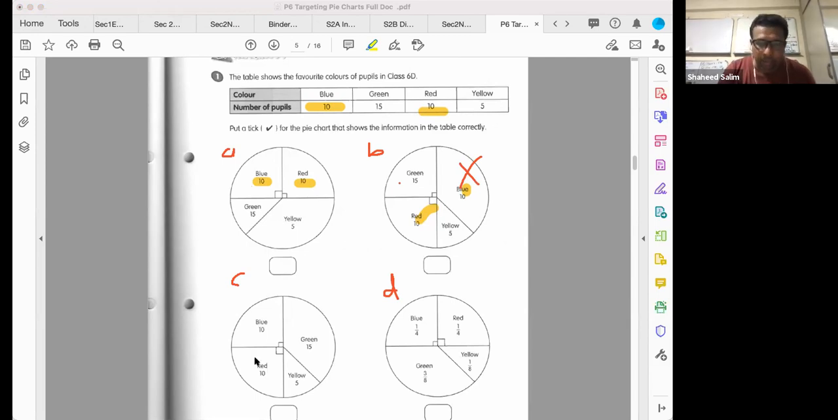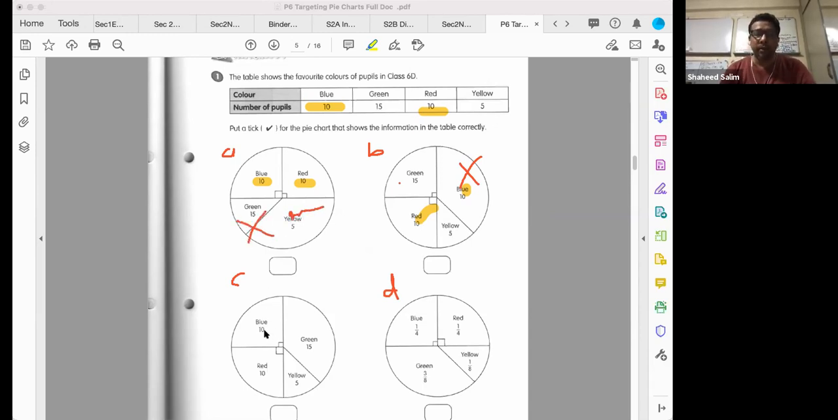Down here, blue and red same, possible. Blue and red possible also, quarter possible. Now what else? Let's see, yellow and green. Yellow is lesser than green. Green is more yellow, but the size is upside down. Green is supposed to be more, yellow is supposed to be less. This is supposed to be green I think. So this one is wrong.